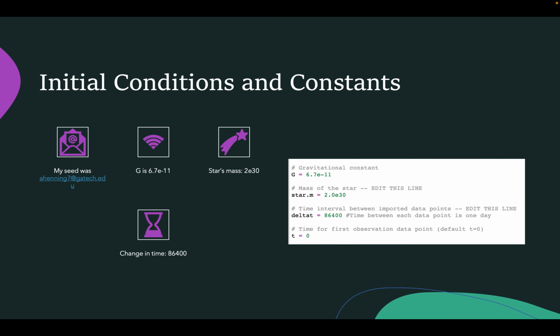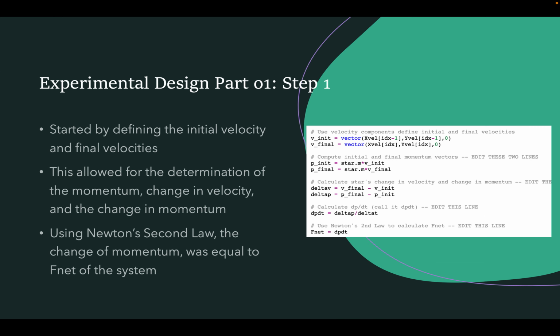The initial conditions and constants were the universal gravitation constant, the mass of the star, the time interval between data points, which was 86,400 seconds, which is the time of one day, and it began at time equals 0. And the seed that I used in this situation was my email, ahenning7@godtech.edu.